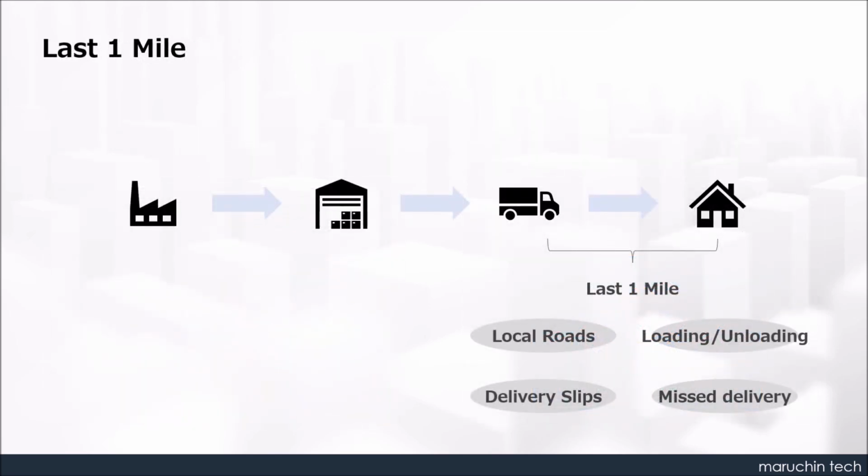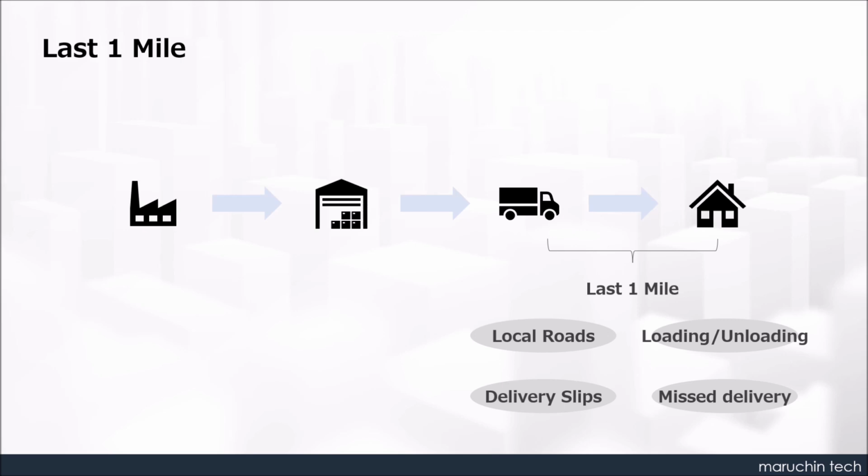Finally, let's talk about the last 1 mile. Literally, this refers to the final mile, or about 1.6 kilometers. In the supply chain, it refers to the final leg of the journey to the destination. Goods travel from manufacturers to distribution centers and warehouses before reaching the customer. Transport between major hubs uses highways and flows relatively smoothly.